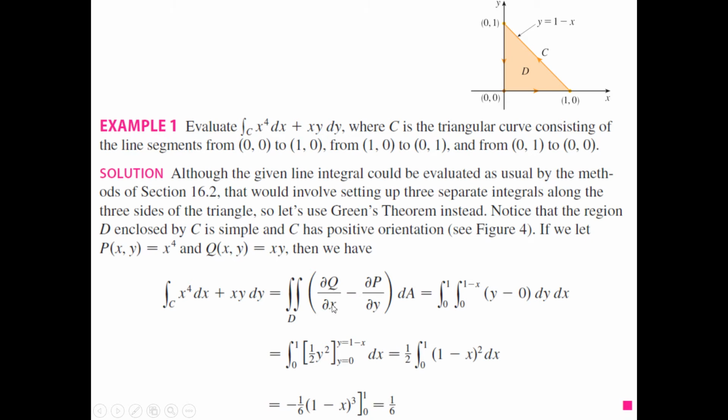And partial Q by partial x is y, and partial P by partial y is 0 because this is independent of y. dy dx is dA and the rest is the matter of integration, and we have the answer 1 over 6.